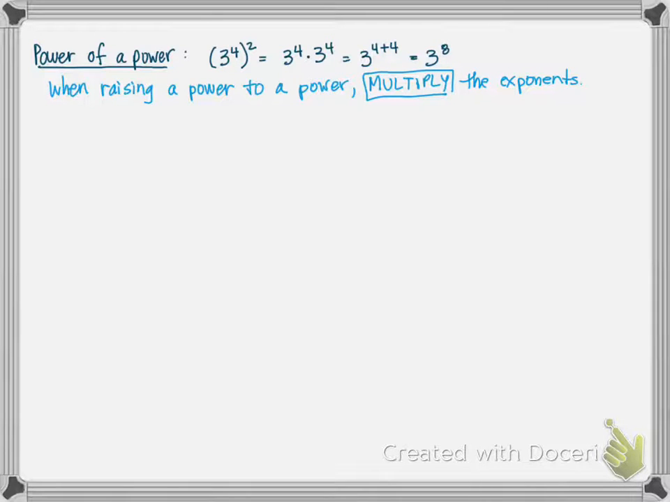Okay, and algebraically, this is what we would write. If I'm going to take a to the mth power and raise it to the nth power, I would get a to the m times n power. Okay? Let's see. Anything else I want to add here?